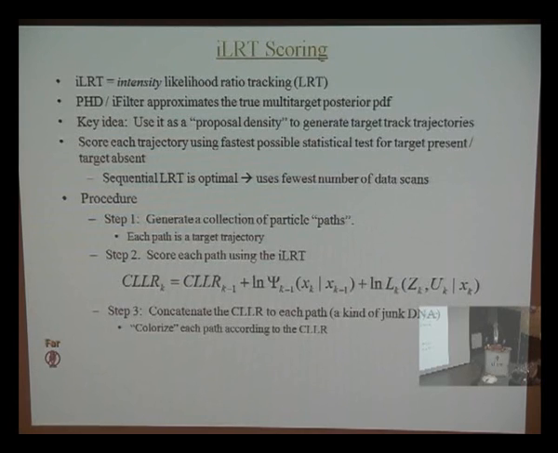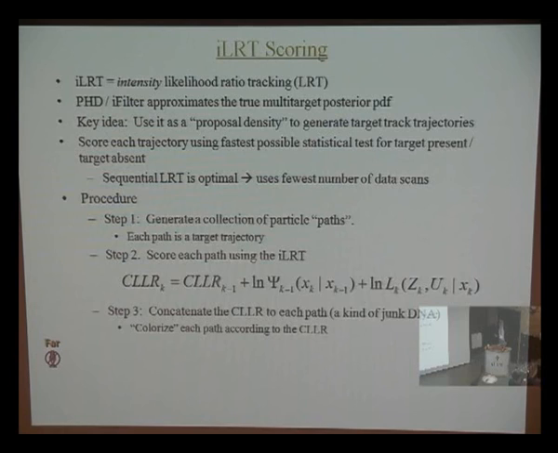So you use the I filter to approximate paths that are samples of the joint posterior, and then you take each particle path and you score it using a sequential detector to decide if there is in fact a target along that path. The sequential detector is in fact optimum. Optimum in what sense? In order to make a decision at the stipulated type 1, type 2 error rates, it's going to require the fewest number of scans to do so, the least amount of data.